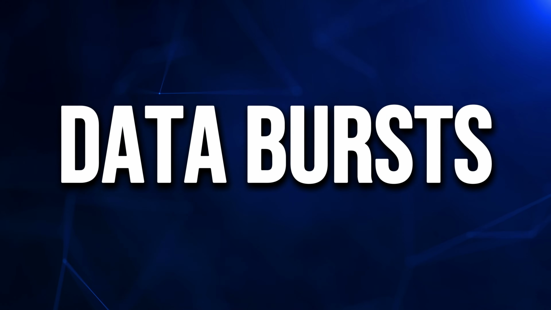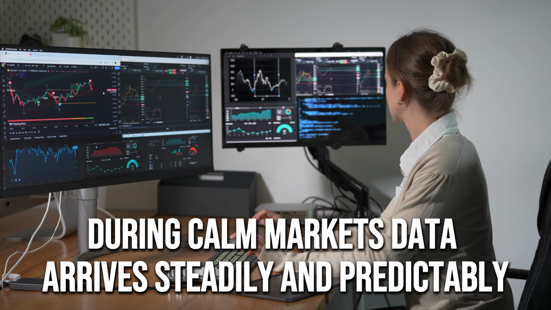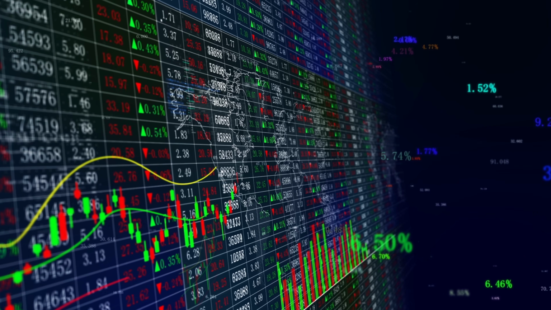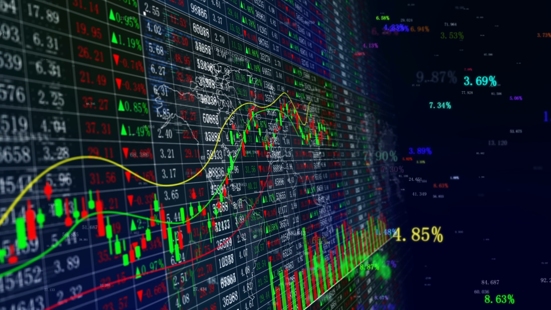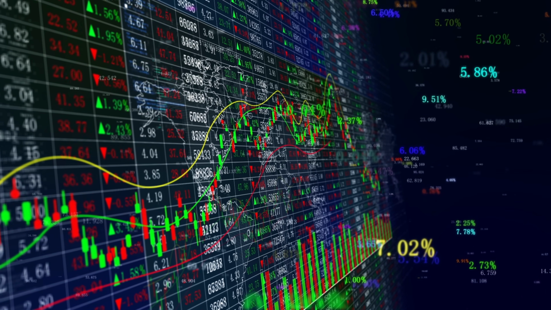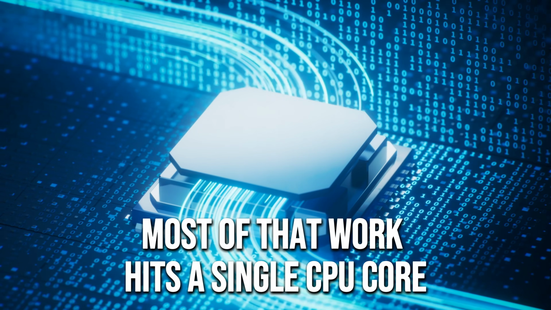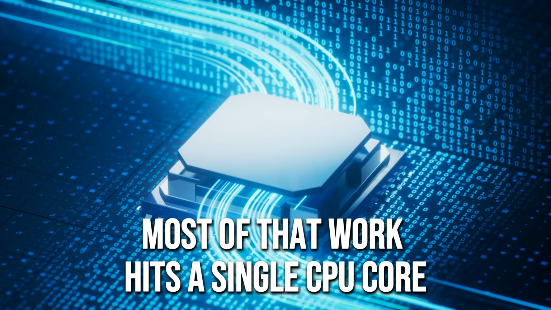The third cause shows up specifically during fast markets: data bursts. During calm markets, data arrives steadily and predictably. But during market volatility, hundreds of updates can arrive instantly. Your platform has to process every single one of them. And again, most of that work hits a single CPU core, so the workload suddenly spikes dramatically.